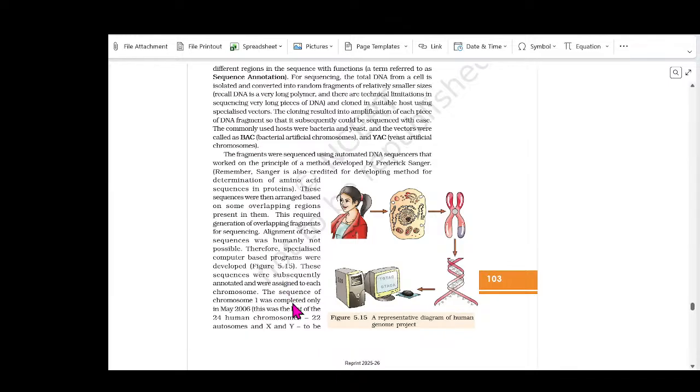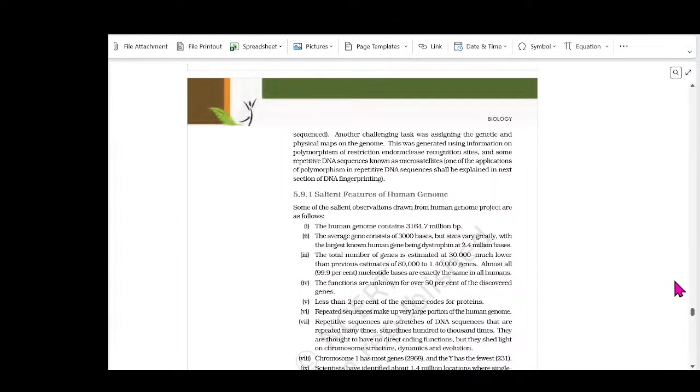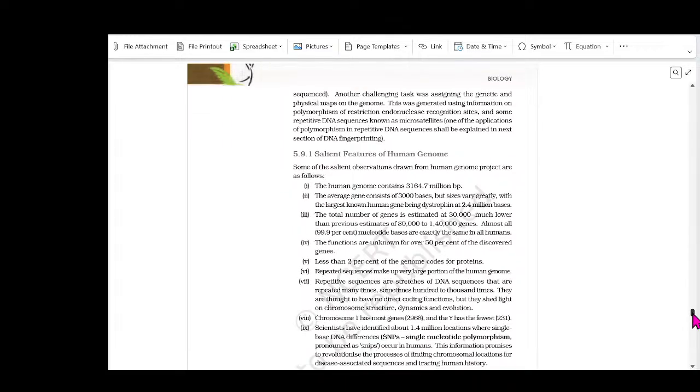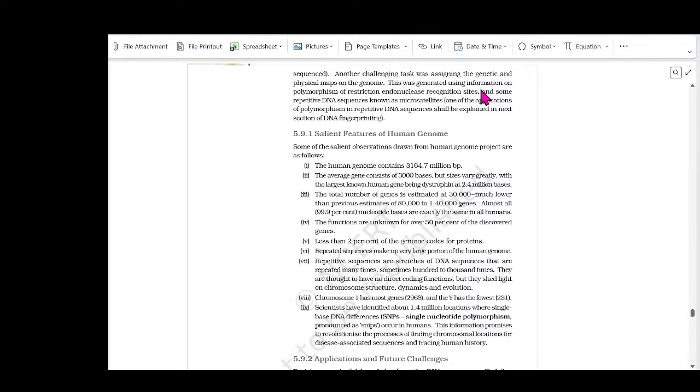The sequence of chromosome number 1 was completed only in May 2006. This was the last of 24 chromosomes, 22 autosomes, and X and Y to be sequenced. Another challenging task was assigning the genetic and physical maps on the genome. This was generated using information on polymorphism of restriction endonuclease recognition sites, and some repetitive DNA sequences known as microsatellites.